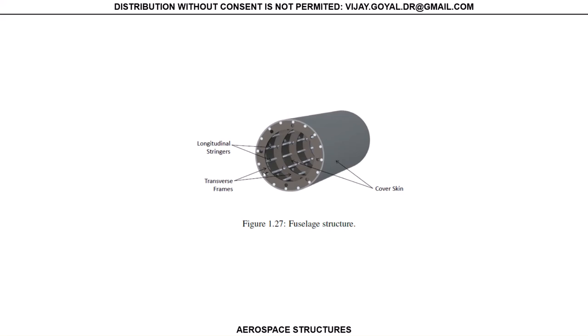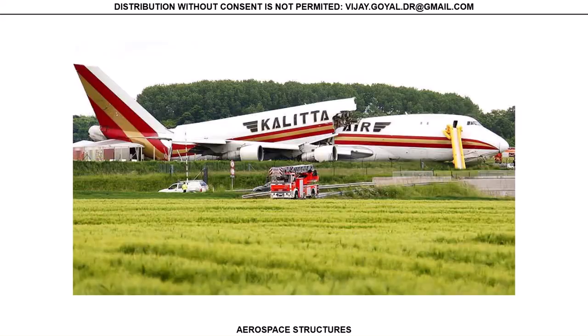Your fuselage is a giant cylinder that basically has longitudinal stringers and also transverse frames. These are frames, and this is the skin cover. What we want to study is aerospace structures, and I like to learn from history. For instance, this particular airplane just ripped apart right in the middle as it was landing. If it is going to fail like this, typically it fails where the rivets are.